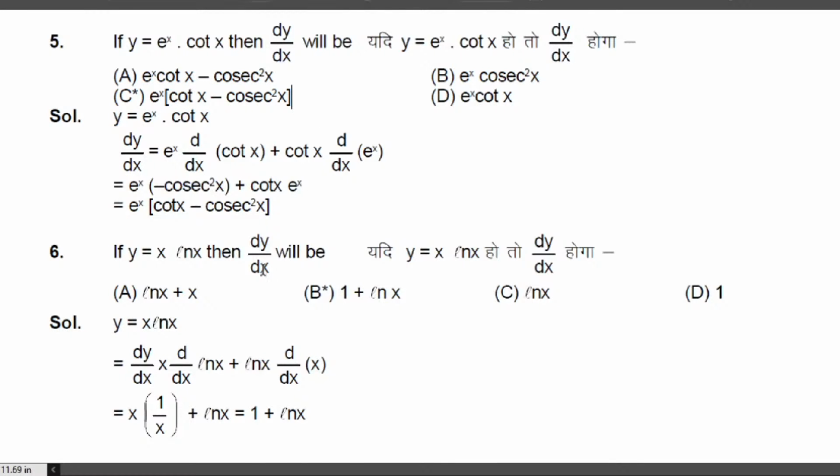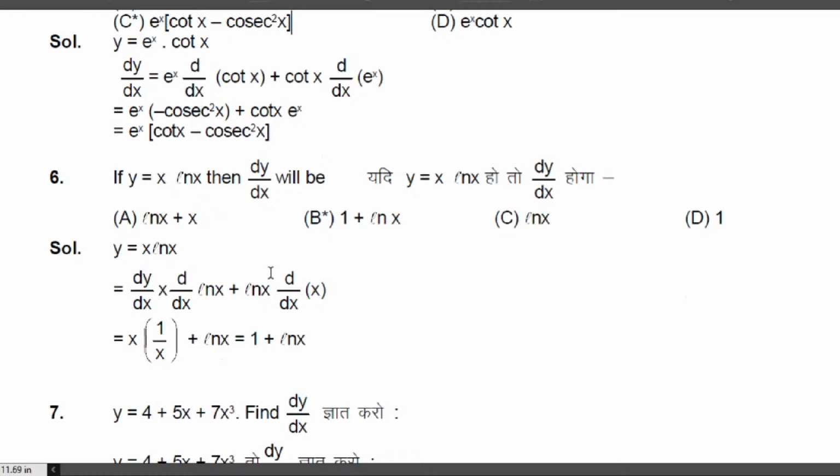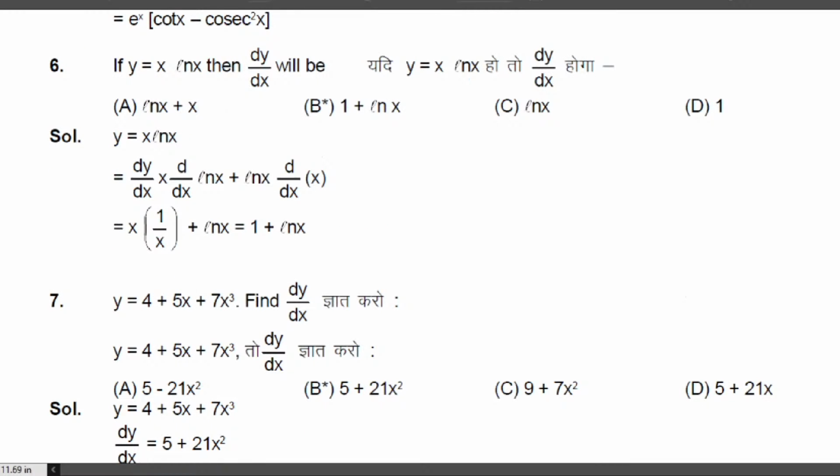Next, sixth question. Let me go to the sixth question. So what does the sixth question say? The sixth question says, if y equals x ln x. What is ln? Ln is natural log. Log to the base e.